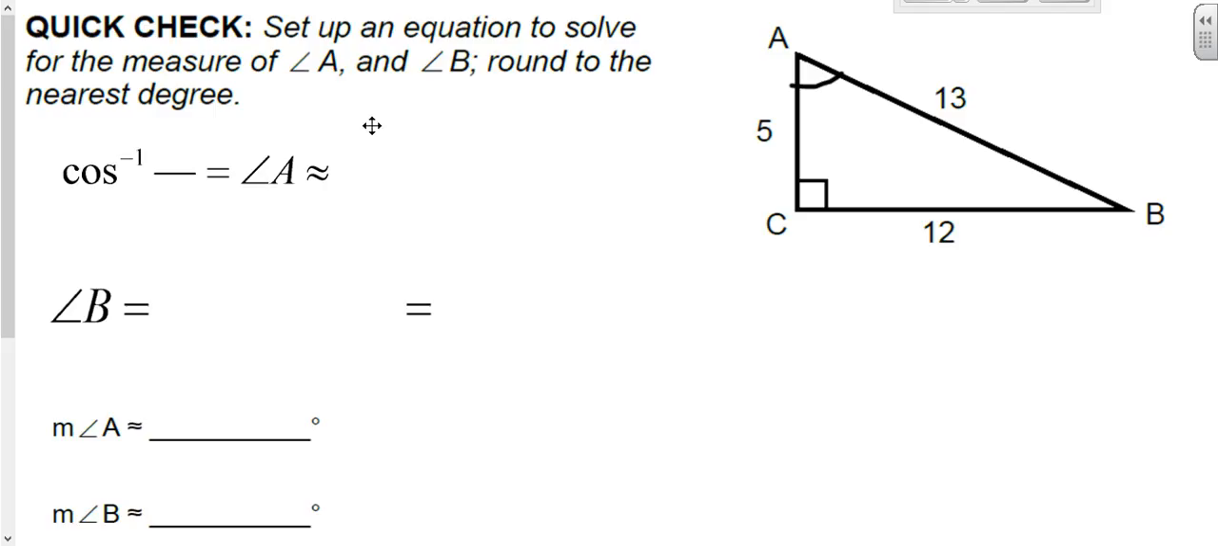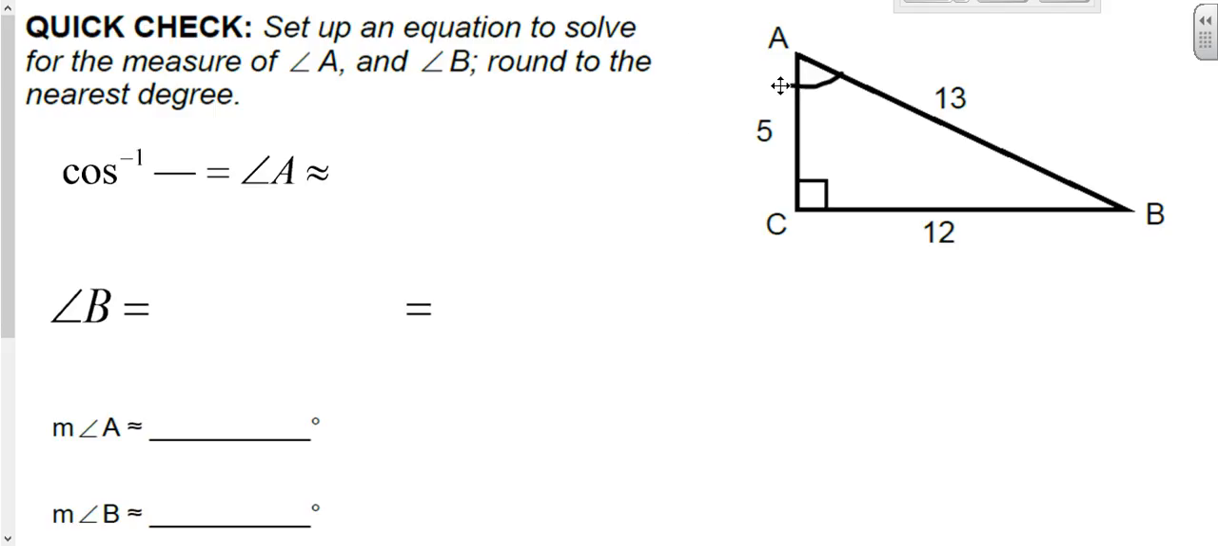Here we are. What do we want to find? The quick check: find the measures of angle A and B. So you might want to pause this video and try it on your own, and then check out the answer in a minute, okay? See how far you can get before turning on the video again. All right, I'm going to go ahead and do it now. Hopefully you tried it on your own.